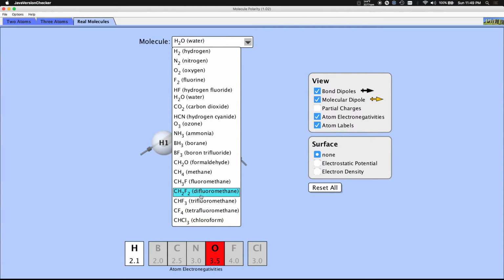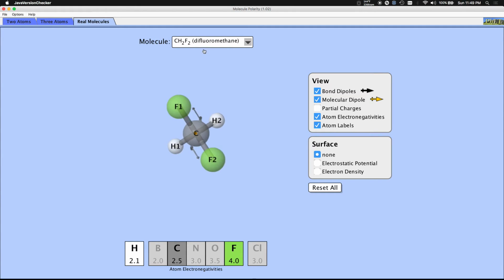Let's look at something like difluoromethane, CH2F2. This is a tetrahedral, right? Because carbon's the central atom, and we have two H's and two F's. So it is a tetrahedral.